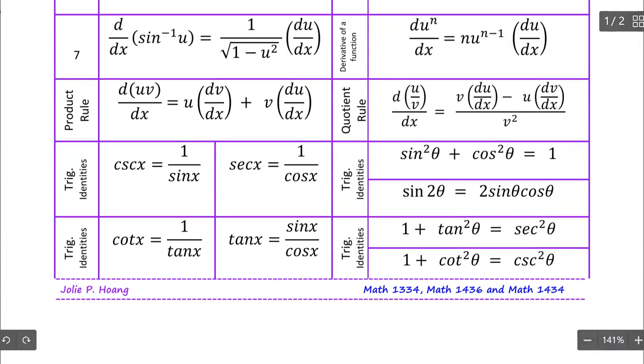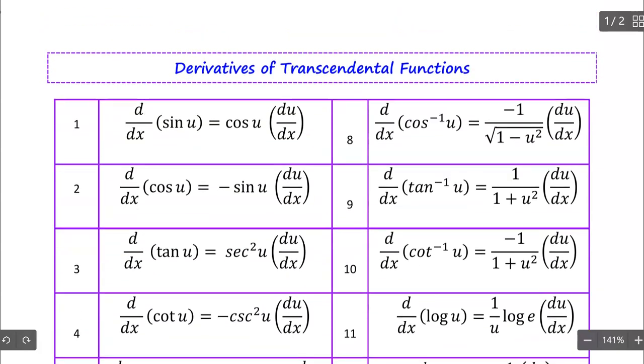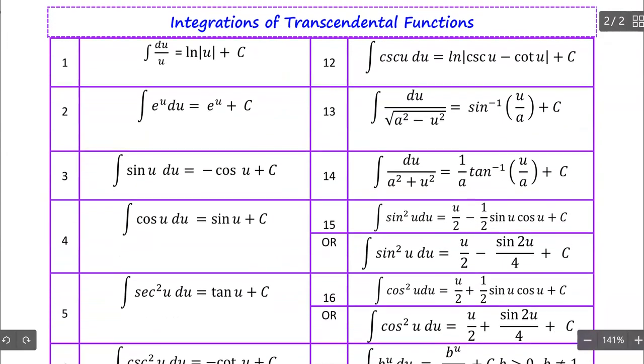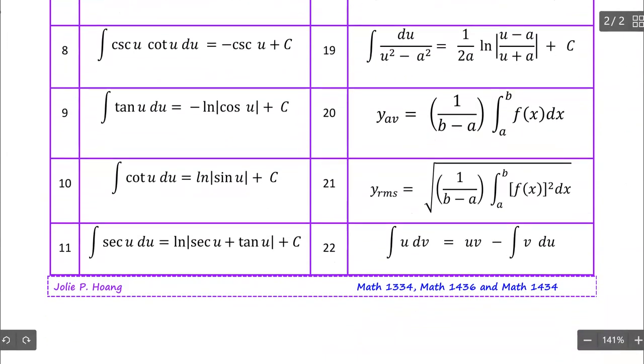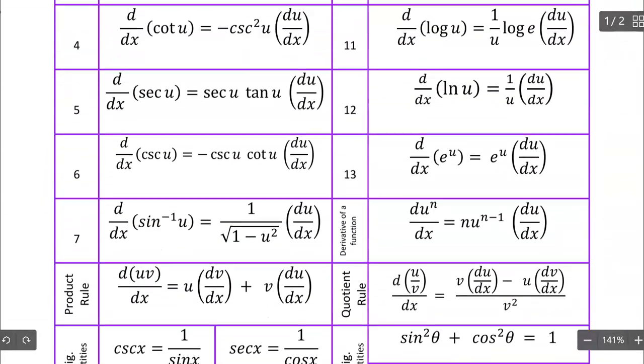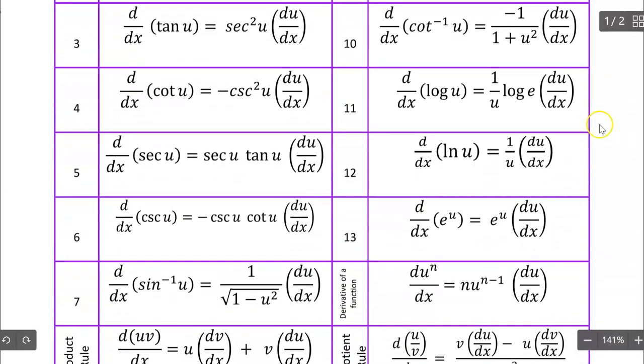I provide 2 pages and they come together. Derivative of transcendental function comes immediately after integration of transcendental function, because they go together. So right here, what is the derivative of e raised to an exponent? Formula number 13 is the derivative of e raised to exponent u, so e^u again, but you must multiply by the derivative of the exponent of e.